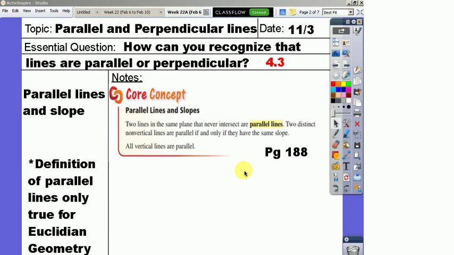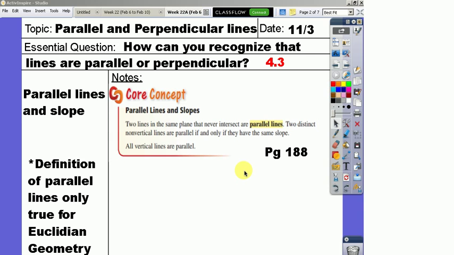Parallel and perpendicular lines today. We're doing the first part of the notes on Tuesday. I will not be here, so you're going to do the homework. You will not have homework today, but you will have homework tomorrow. We'll do the second half of 4.3 on Thursday.